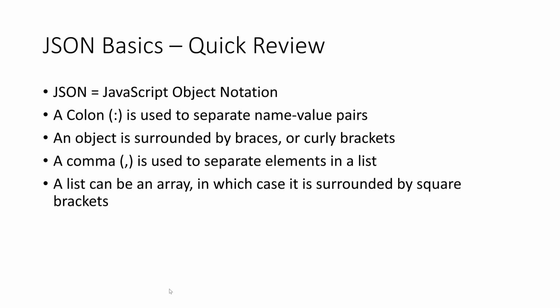Before we start, this is definitely not a comprehensive review of how to develop a JSON file for Power BI, but rather I'll just make a few quick comments about JSON files. JSON stands for JavaScript Object Notation, and it is a clear text format for data files consisting of nested objects or code blocks, each of which can have its own collection of name-value pairs. Colons are used to separate name-value pairs. Braces are used to surround an object. List elements are separated by commas, and lists can be arrays, and if so, they are surrounded by square brackets.